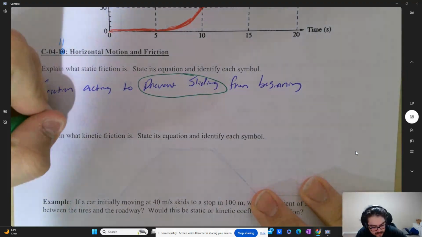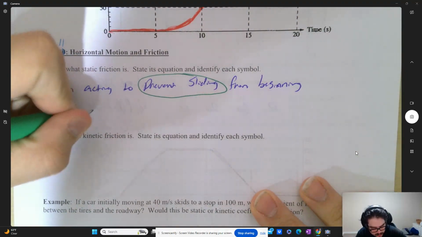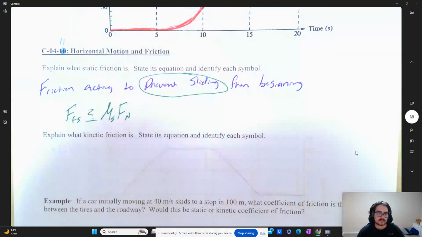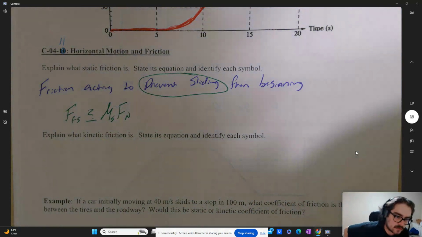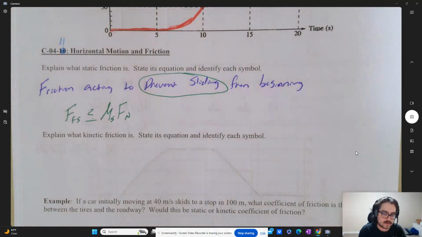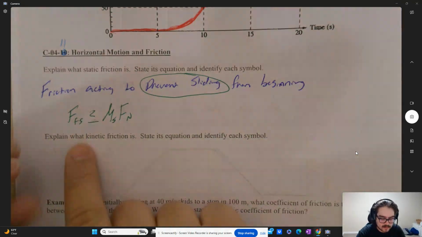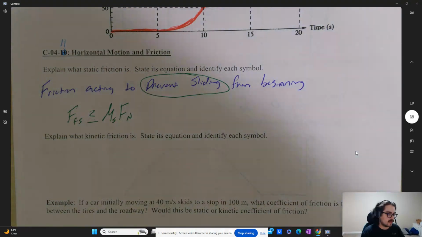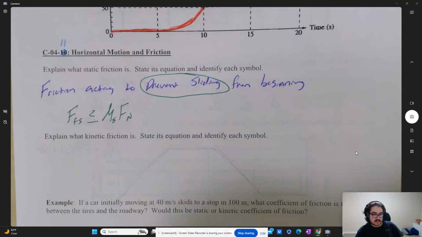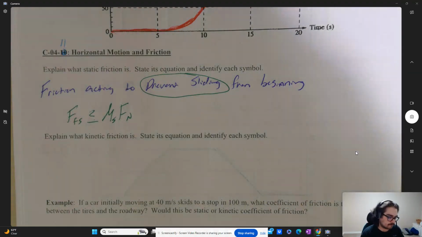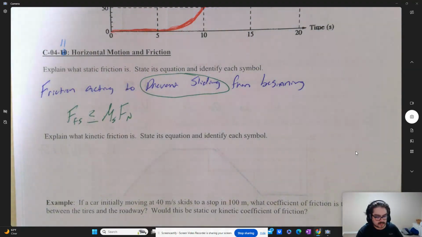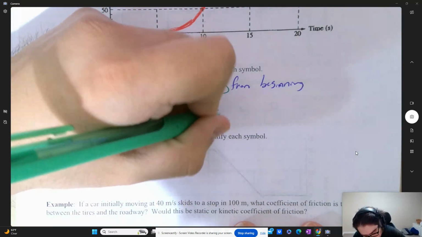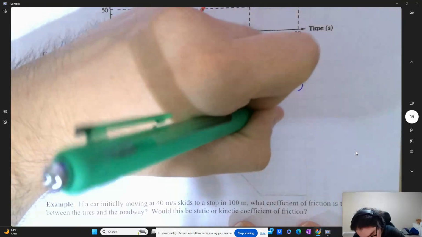And the formula for this is F sub s has to be less than or equal to mu sub s times F normal. The big thing here is that it's less than or equal to, it's not equal to mu sub s F normal. I hope you remember that static friction has a threshold, and when you beat that threshold, the friction breaks and you're able to actually push the object. And mu sub s is the coefficient of static friction.